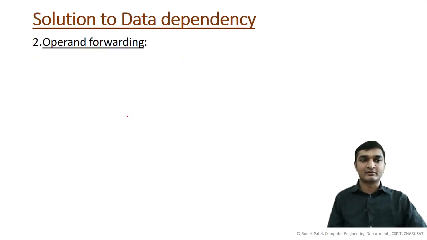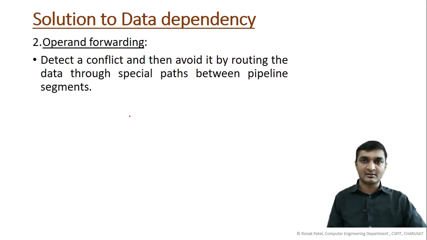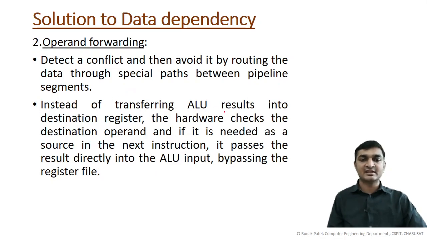The second is operand forwarding. It detects a conflict and then avoids it by routing the data through special paths between pipeline segments. After performing the operation, the result is going to be stored in some register file. But before doing that, we can immediately pass this result to the instruction which is waiting for it, right? That is called operand forwarding. We are bypassing the storing and directly giving the data to the instruction. So instead of transferring the ALU result into the destination register, the hardware checks the destination operand, and if it is needed as a source in the next instruction, it passes the result directly into the ALU input, bypassing the result register file, right? So this is operand forwarding.